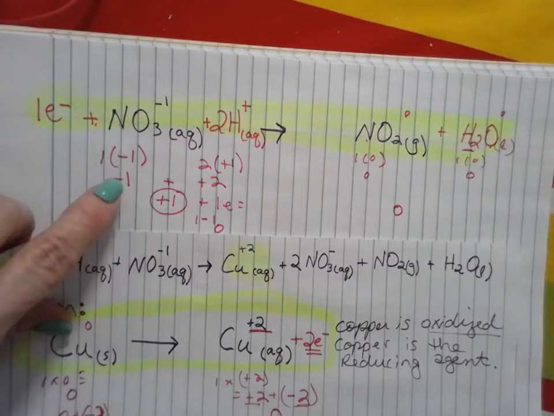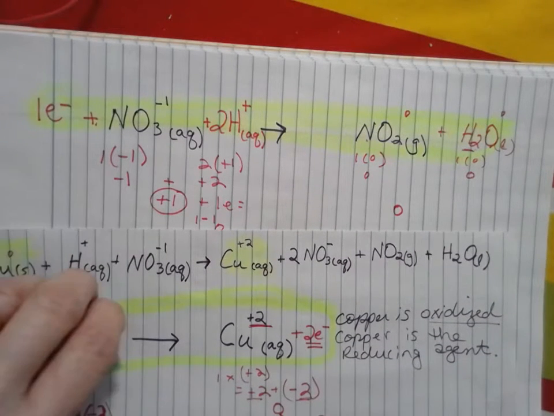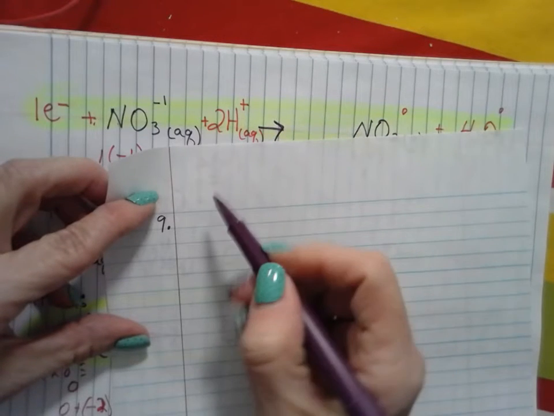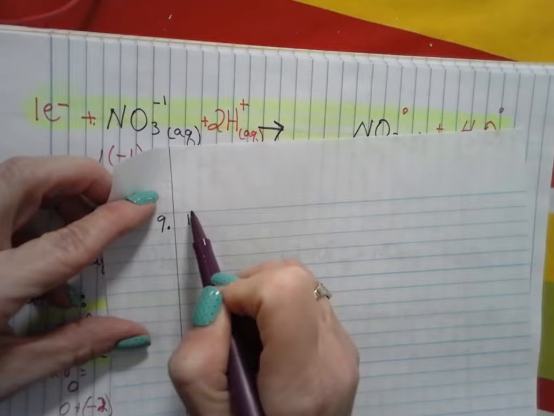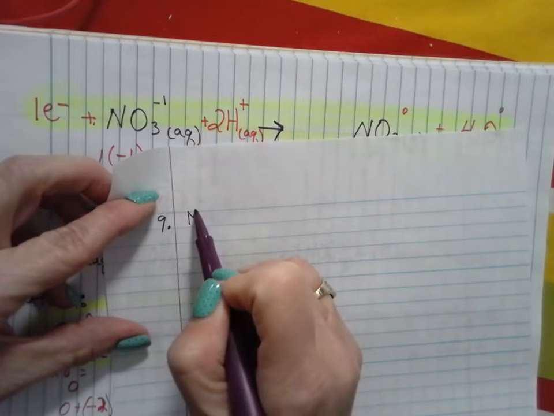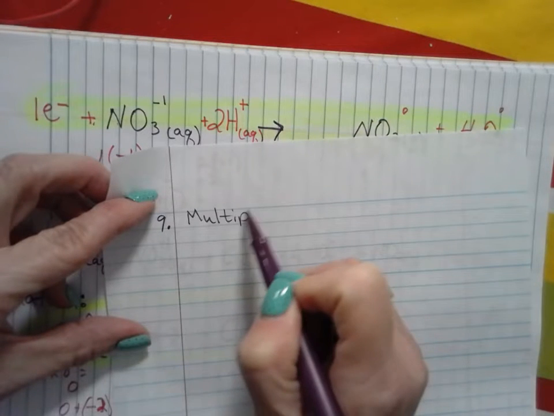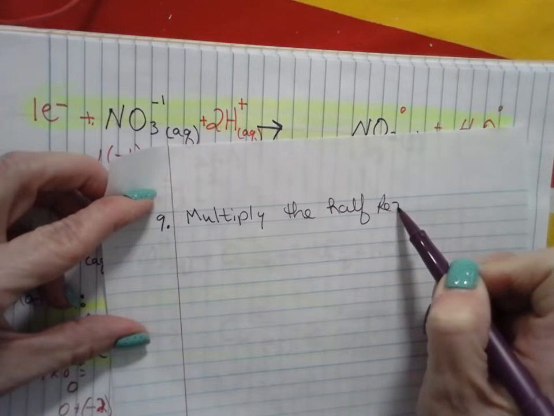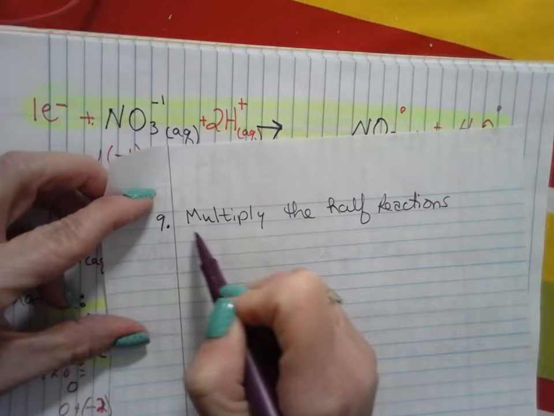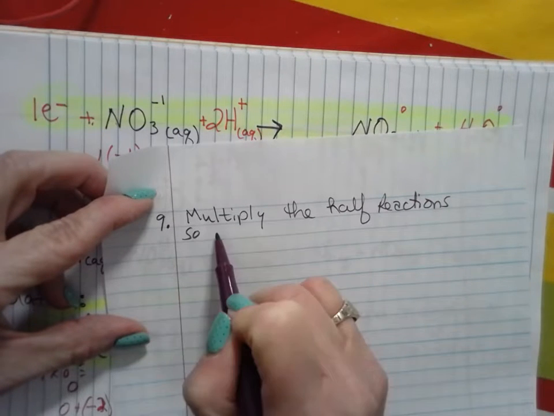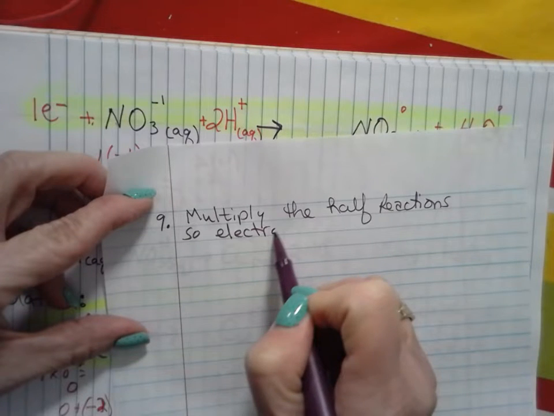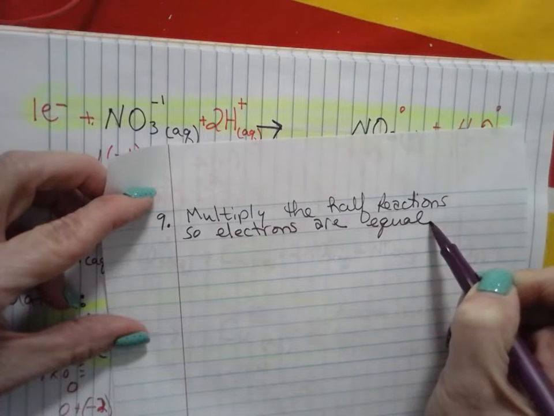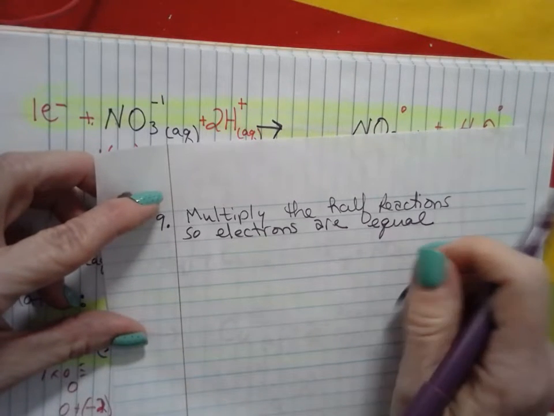now the next step, step 9, is you may or may not have to multiply the half reactions so that the electrons are equal. Can y'all give me 2 more minutes? Okay.